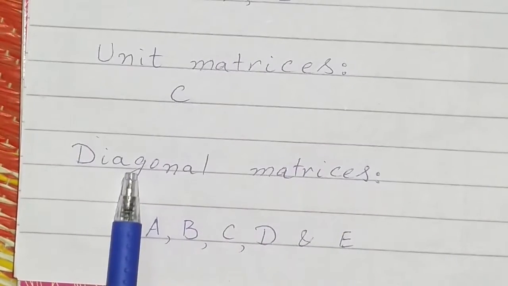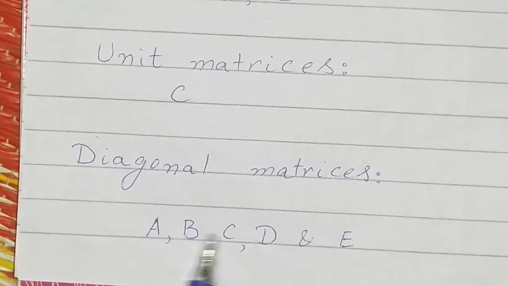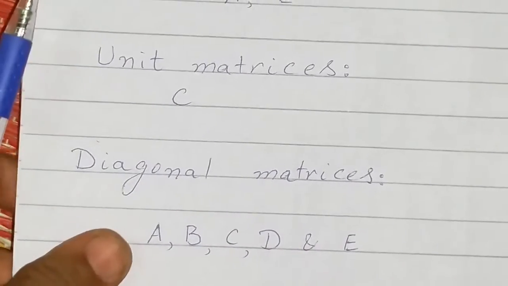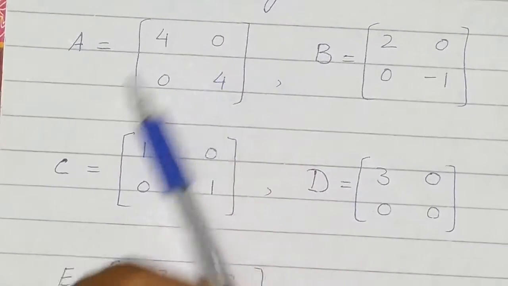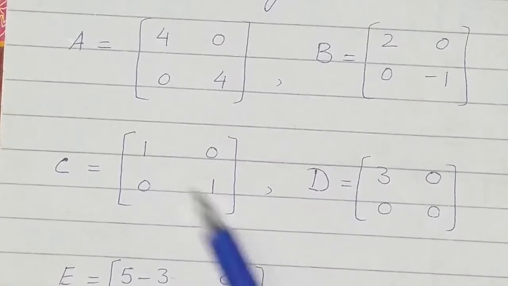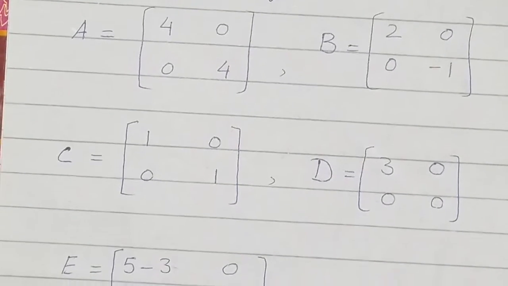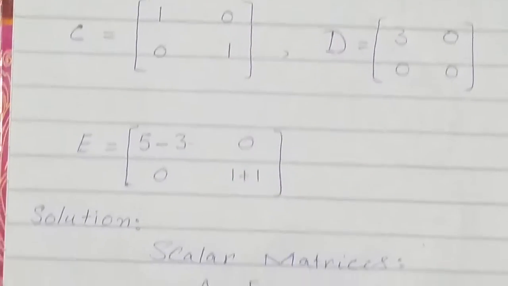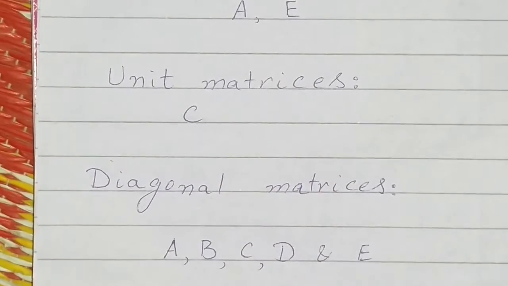And if we are finding diagonal matrices, all the matrices are actually diagonal matrices because the diagonal elements are written and other elements are 0. Only the elements which are present other than 0 are in the diagonal. So in a way we can say that all the matrices are basically diagonal matrices.